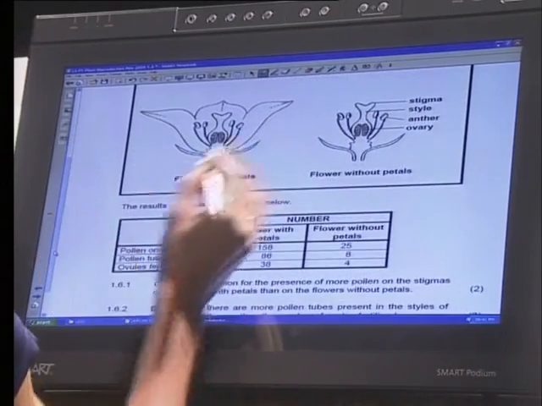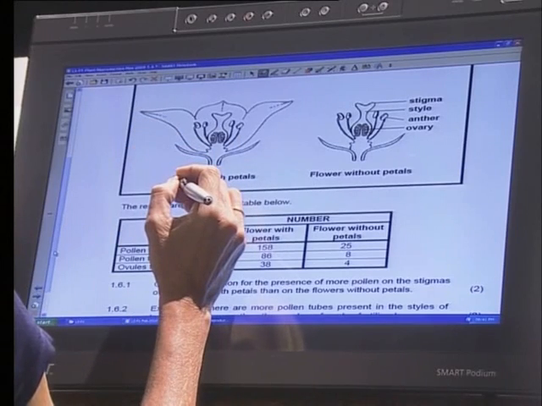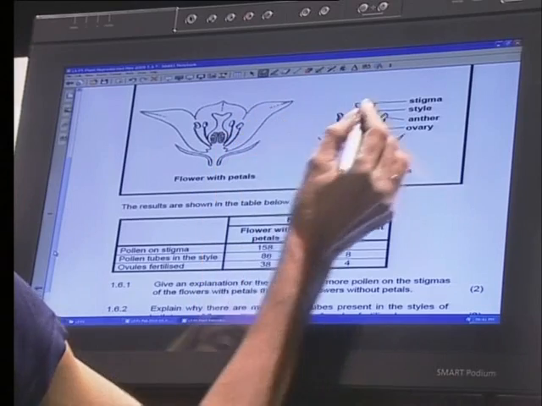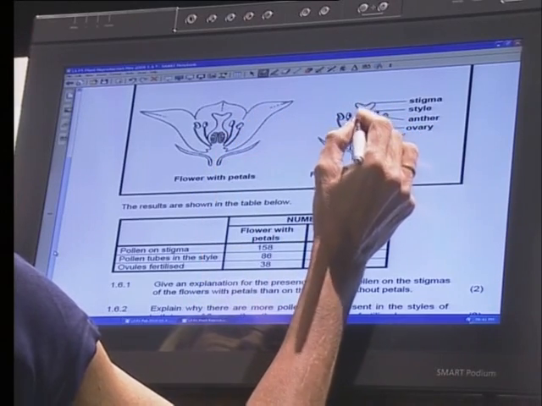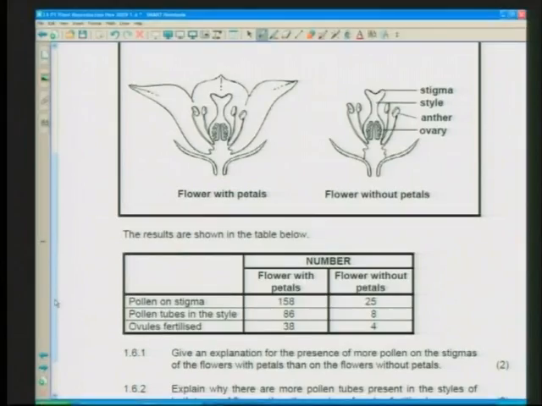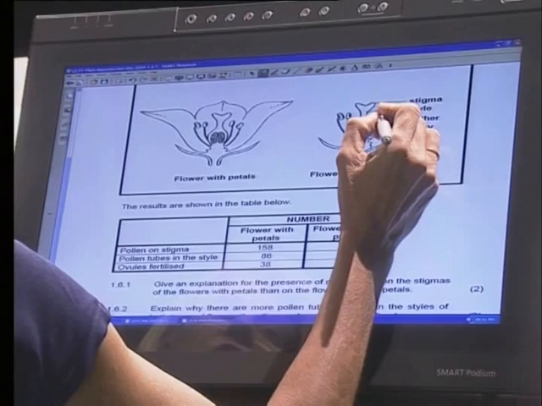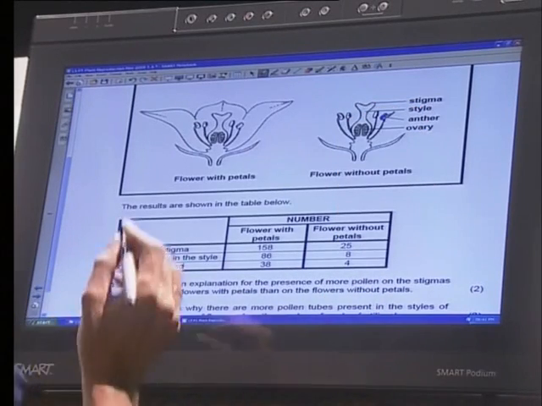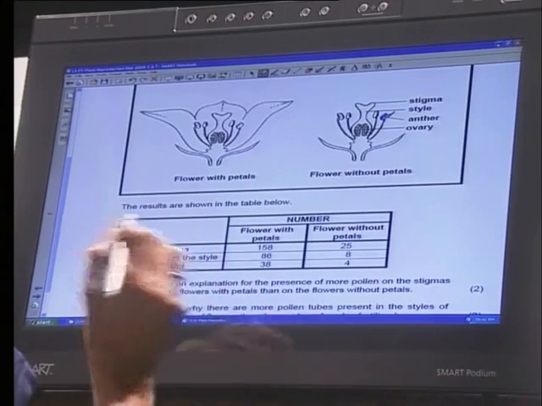Do you know all the parts of a flower? Yes, I do. Okay, because it's easy. Sepals and petals, and they tell you stigma, the style, the ovary, and then your stamens are made up of the filament and the anther. And the anther is here. That's where your little pollen grains are. Okay. Yes. Now, the results are shown in the table below.